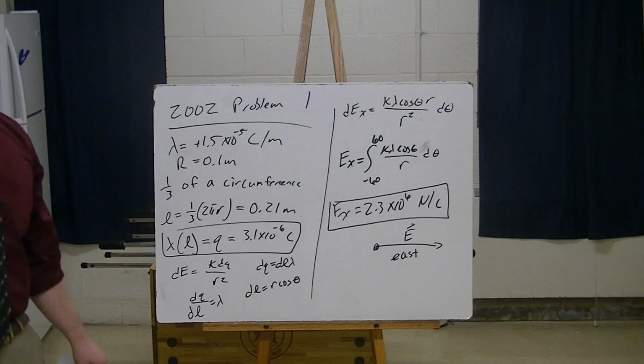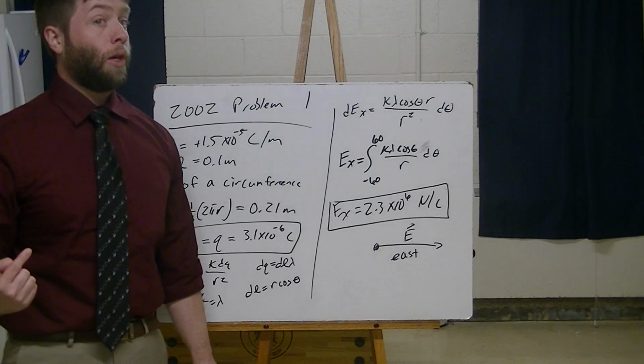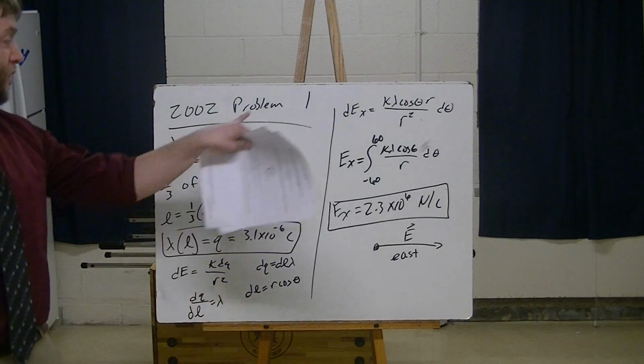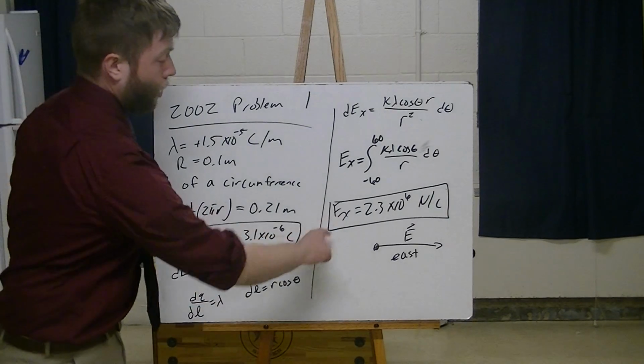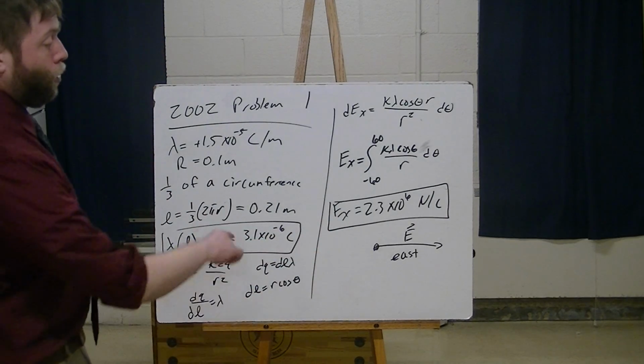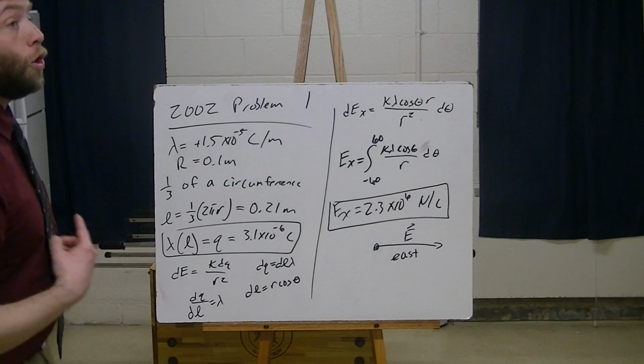Go back and check over your notes. We did this before for an electric field. We maybe just didn't use this exact angle measurement. We should get an electric field along the x direction of 2.3 times 10 to the 6th newtons per coulomb.